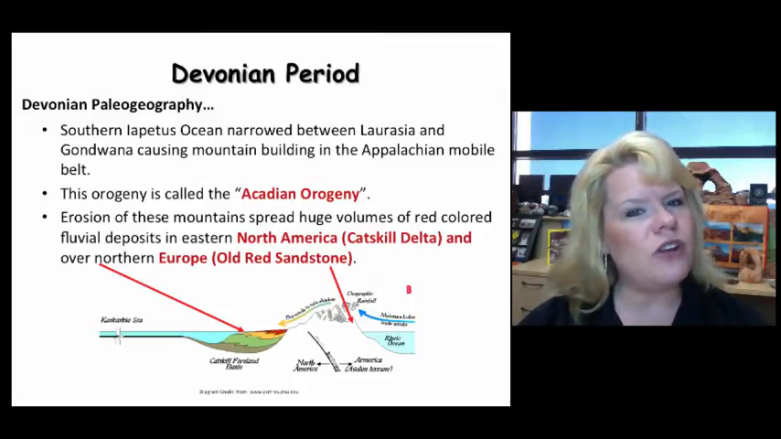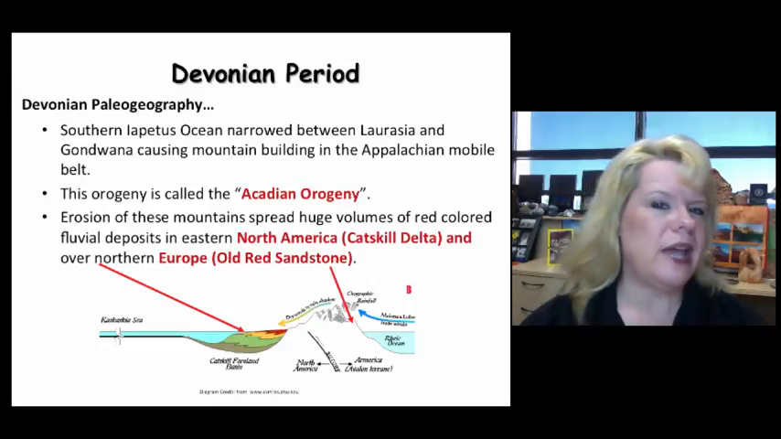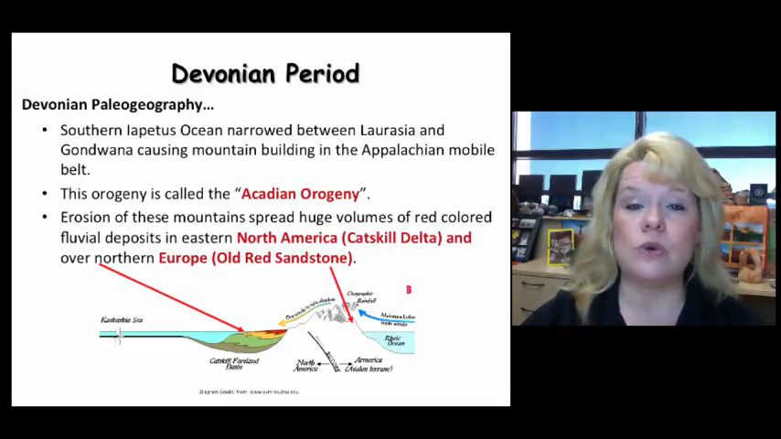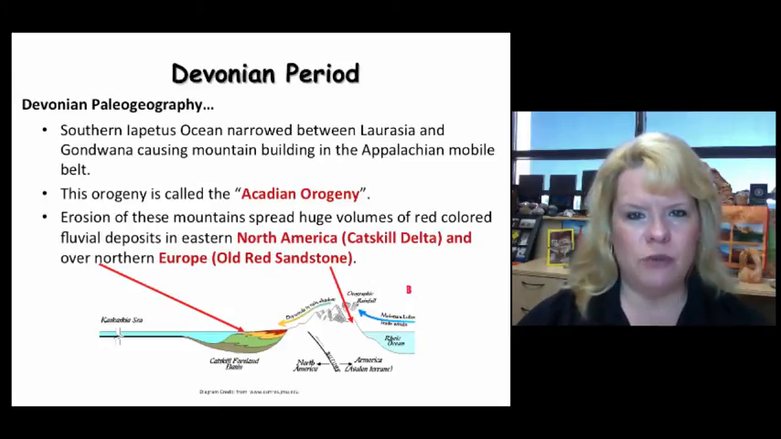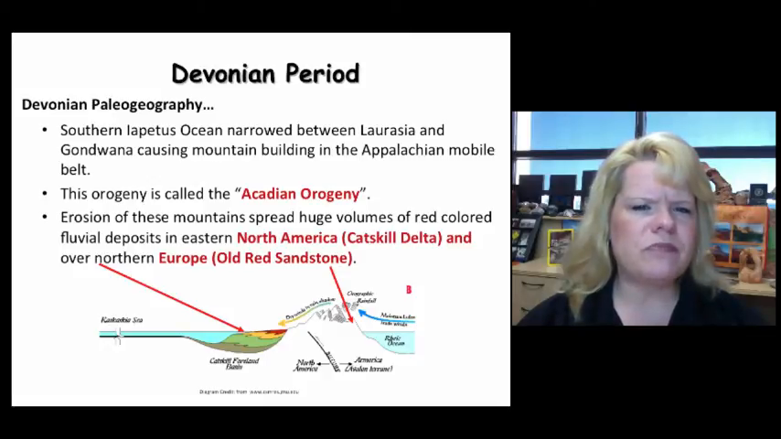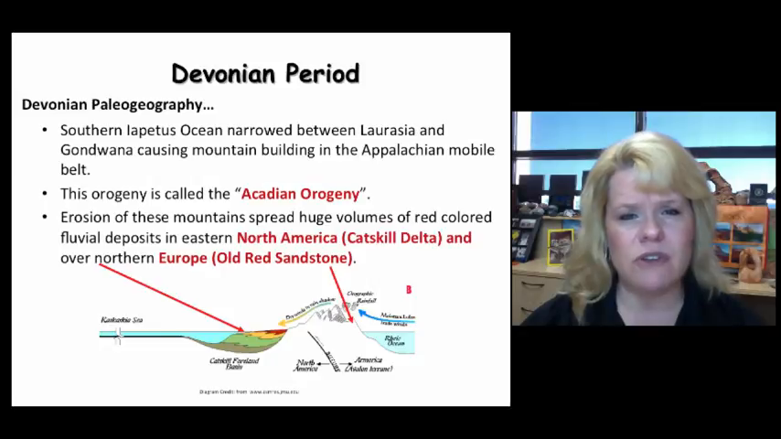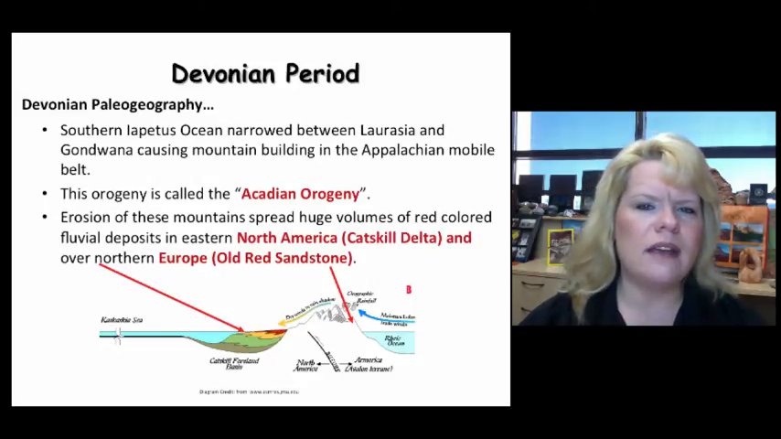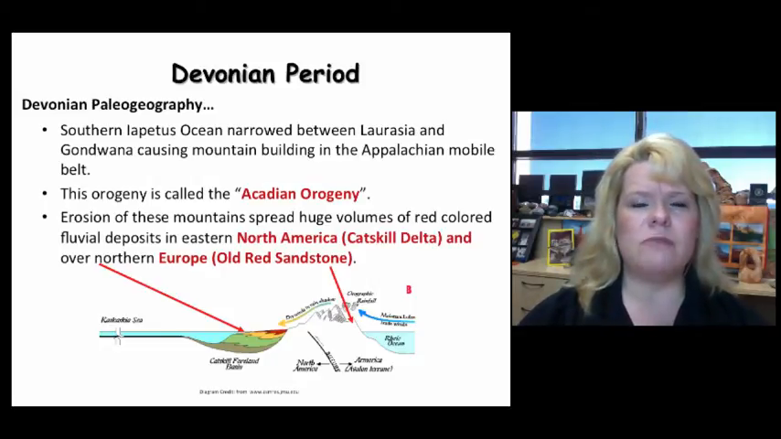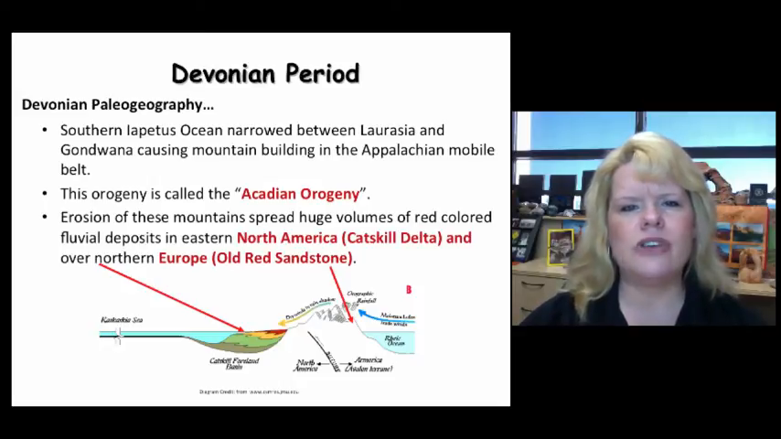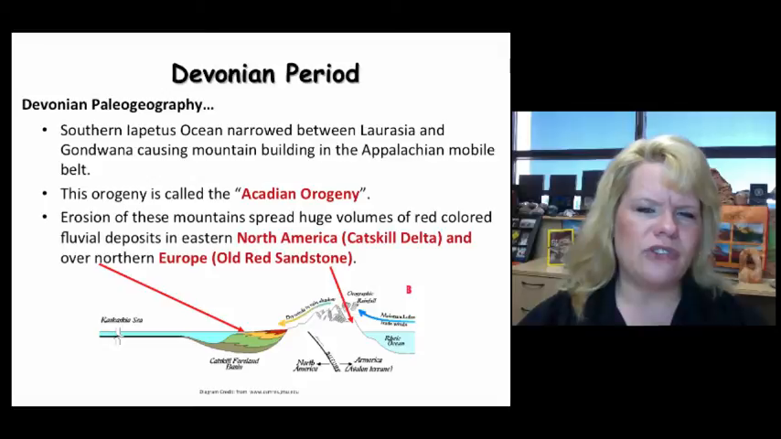So that means Europe should have a matching rock to what we have in North America, and we do. So let's discuss what those two rock layers are. In North America, the famous unit is called the Catskill Delta. It's a very red deltaic sands that's made up of fluvial deposits, and it's clear that it's fluvial based on the way that the grains of the sand looks, the fossil content that's there.